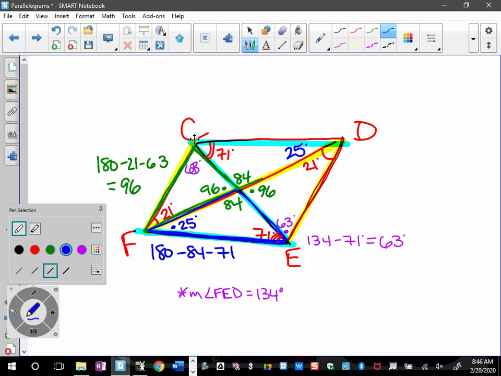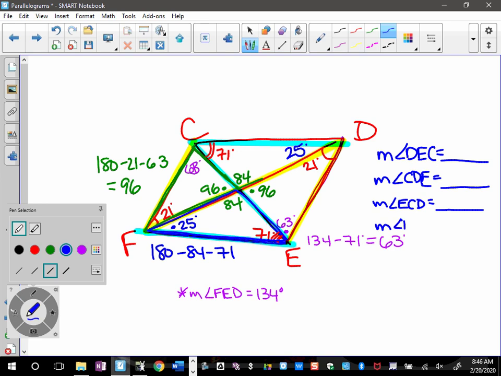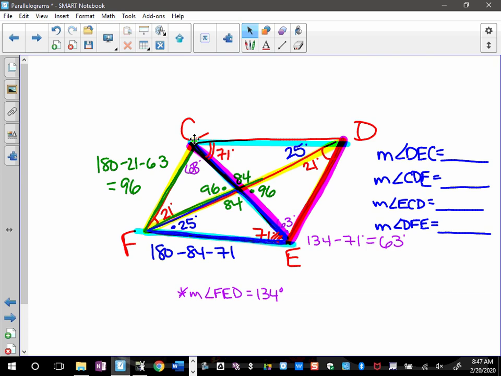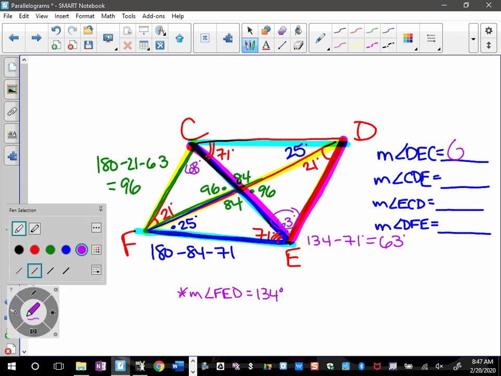So at this point, I have found every possible angle they could ask me about. They asked me about the measure of angle DEC, the measure of angle CDE, the measure of angle ECD, and lastly, DFE. Because they're all angles, I know whatever angle they want is up there. So now I just have to go through and let's say DEC. So DEC is that 63-degree angle that I had here. 63 degrees.